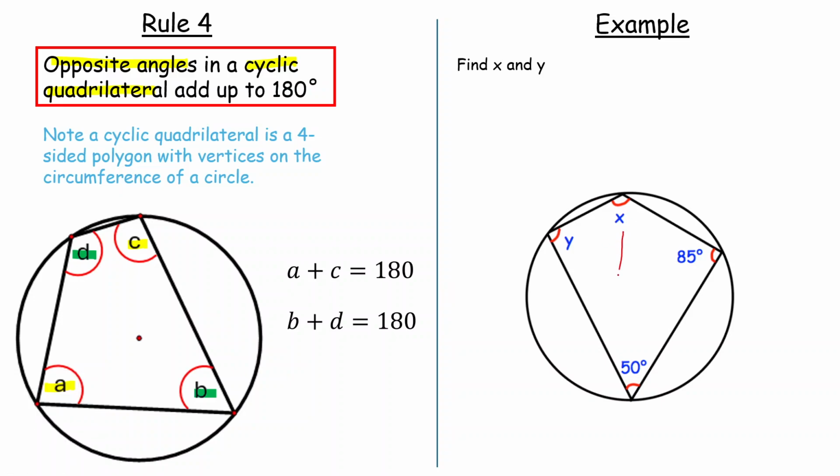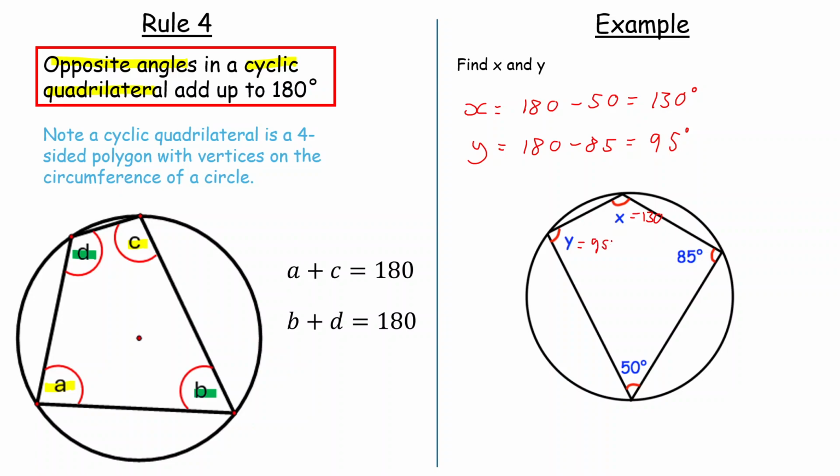Well, opposite angles, first of all, here, we've got x is opposite to that 50 there, so these must add up to 180. So to find x, it's just going to be equal to 180 minus 50, which is equal to 130 degrees. Okay, so that's what angle x is. Angle y, opposite to 85, add up to 180, so angle y is just going to be equal to 180 minus 85, which is equal to 95 degrees. Okay, so x, we said, was 130, and y is equal to 95.